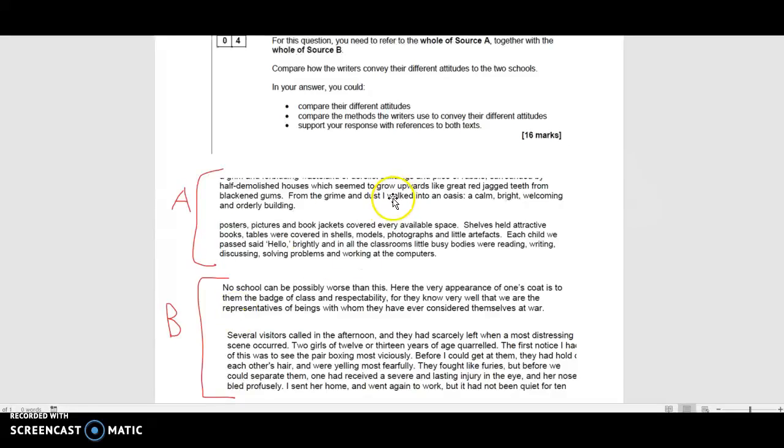So here, the first thing I noticed was this sentence here. It says, "from the grime and dust, I walked into an oasis, a calm, bright, welcoming and orderly building." So I think this quite clearly shows this writer's view of the school. Now remember, we don't want to repeat the words. So here it says calm and bright. What's a synonym? Well, we could say peaceful. He thinks it's a peaceful place. Welcoming, friendly, orderly, maybe organised.